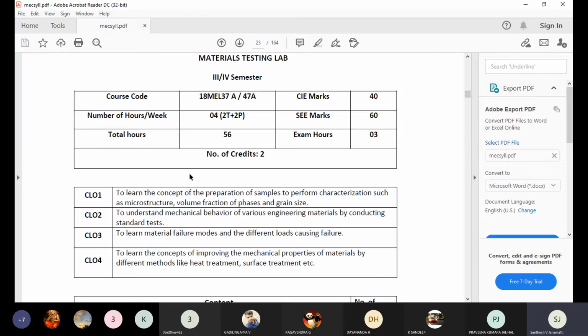Regarding the materials and material science, it is in the third semester. Already we have discussed material science in the third semester. Whatever we have discussed theoretically in material science, all the theoretical aspects are executed here. This entire material testing laboratory depends upon what we discussed theoretically in our classroom in the previous semester. Based on that, here we are going to conduct some experiments practically.